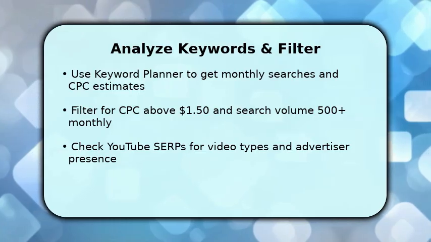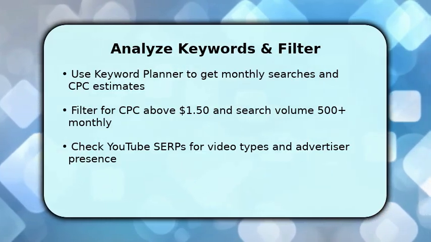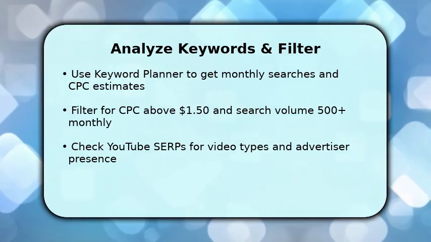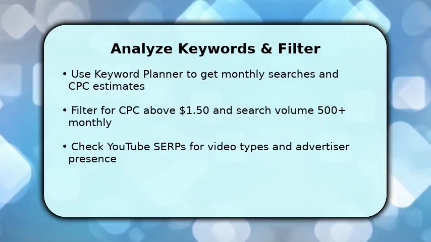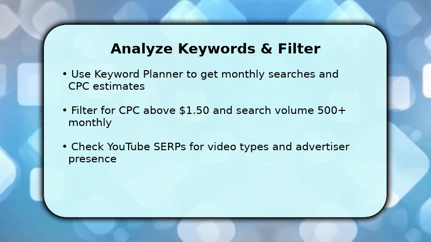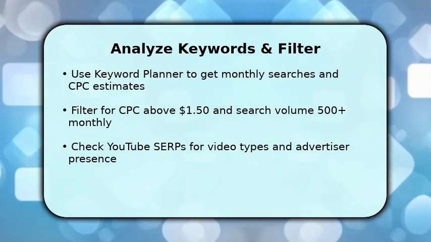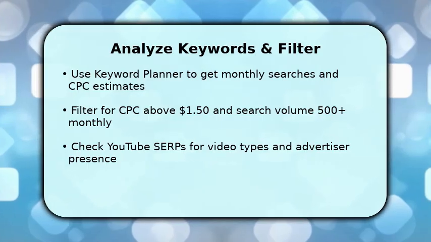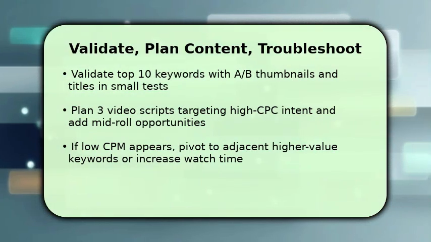Then cross-check each keyword on YouTube search results to see what video formats rank and whether ads appear on those videos. Also use vidIQ to check competition score and note long-tail variants. Once you have this filtered list, prioritize keywords by CPC times intent, not just volume, and finish by validating your top hits.